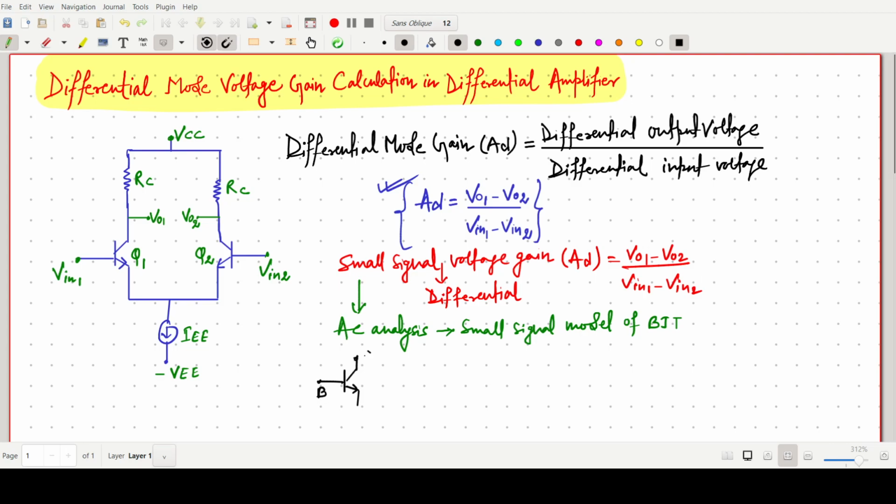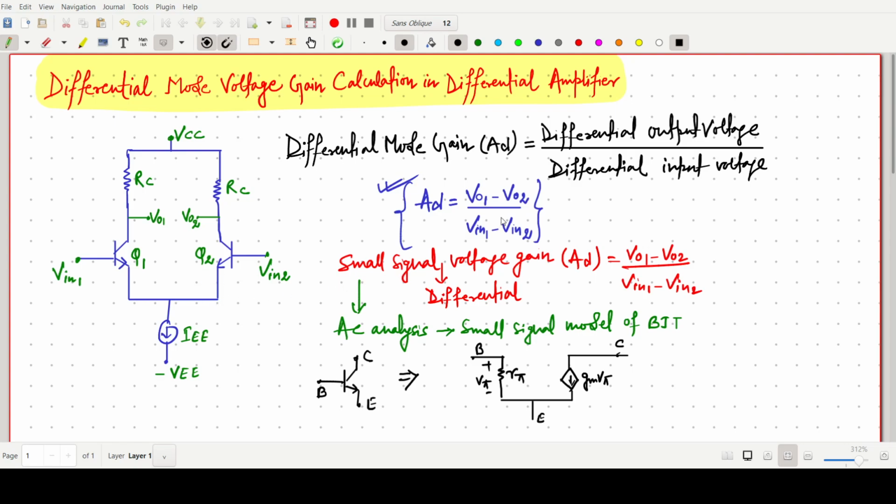Say this one is a base, collector, and emitter, with the equivalent model. I have already discussed the concept behind this small signal model. This should be E, this should be B, this should be our R pi, and this should be our V pi, and this value will be gm V pi, and this should be our collector. So this one is a simplified model, and we have to use this model for the calculation of AD.